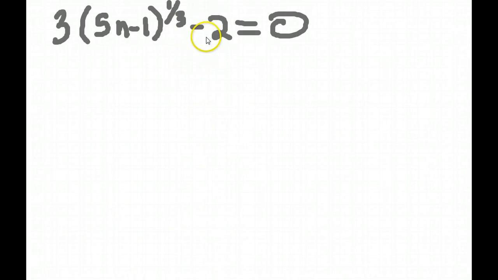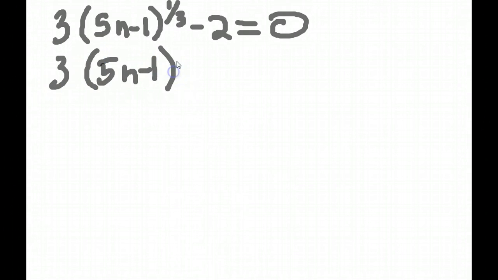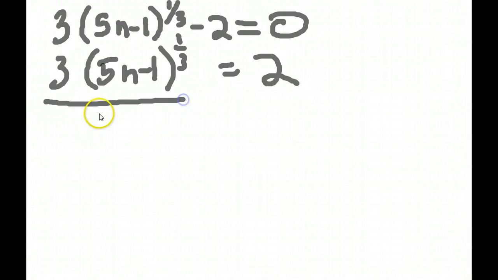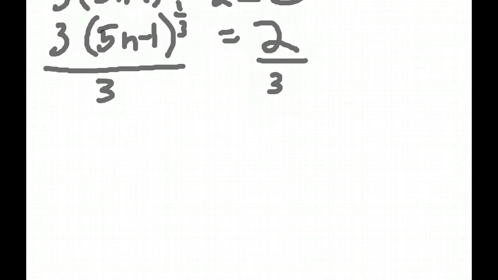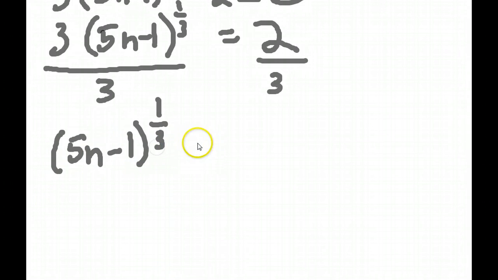So first we have this minus 2. Move that to the other side. So we get 3(5n - 1)^(1/3) = 2. And then on the left we still have 3 times everything inside the parentheses. So we want to divide each side to get rid of that 3. So we're whittling down, getting to the point where we have just the variable. So we divide each side by 3 and we end up with, on the left, (5n - 1)^(1/3) = 2/3, because we divided each side by 3.